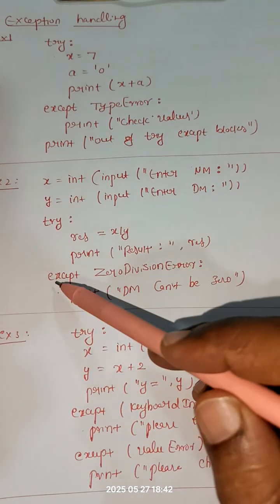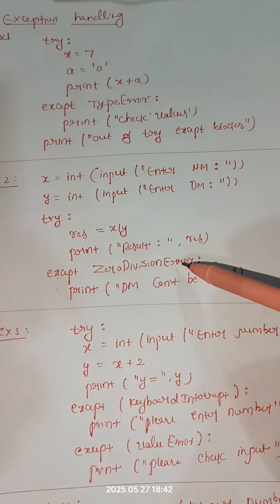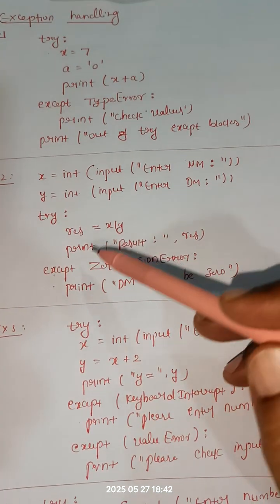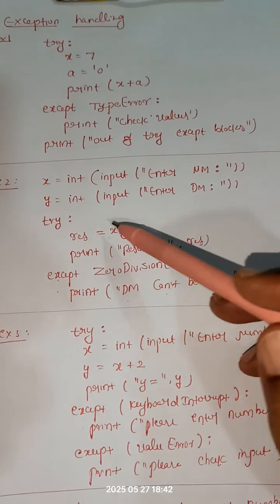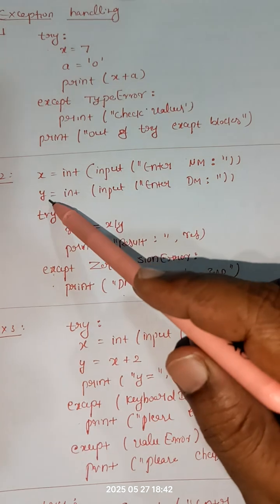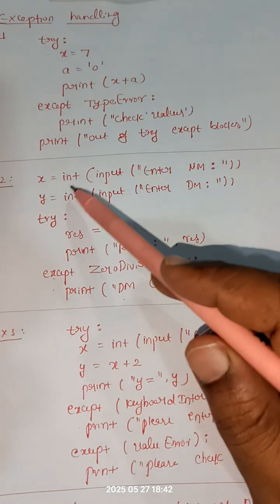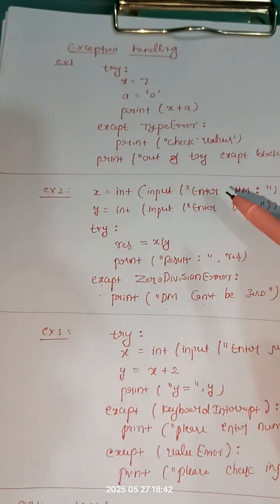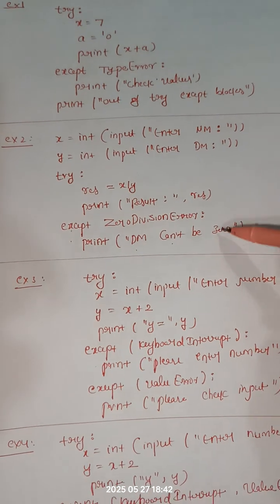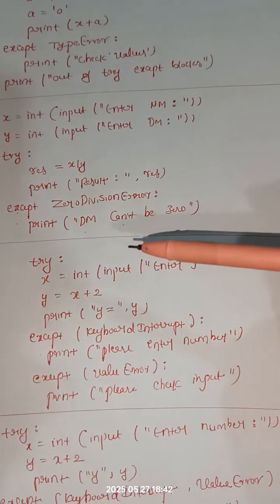That's why we are writing here except ZeroDivisionError. So except this ZeroDivisionError means print denominator can't be 0. So this y can't be 0. Suppose when you are entering the x value, anything apart from 0, and for the y value, assume that you enter 0, then it is printing denominator can't be 0. It is alerting us.